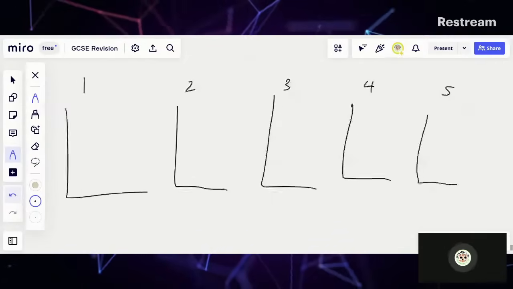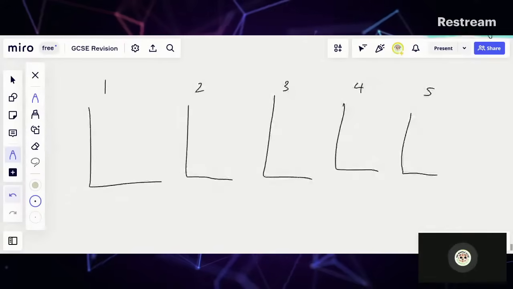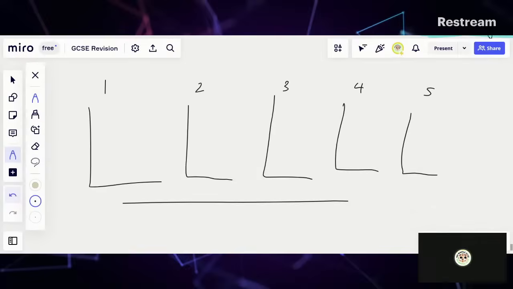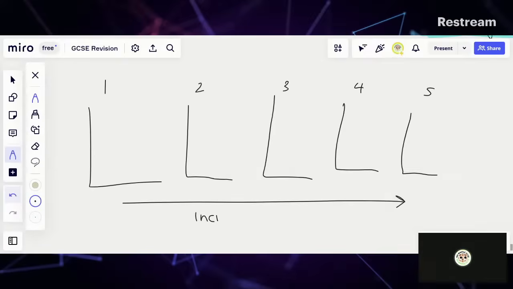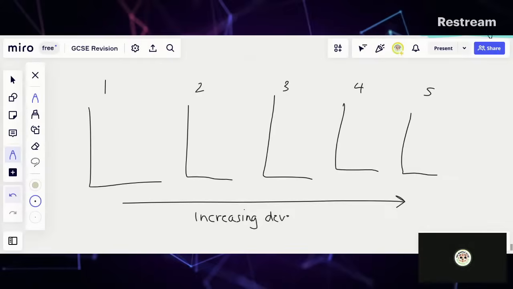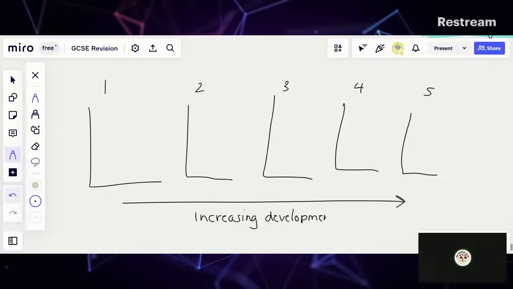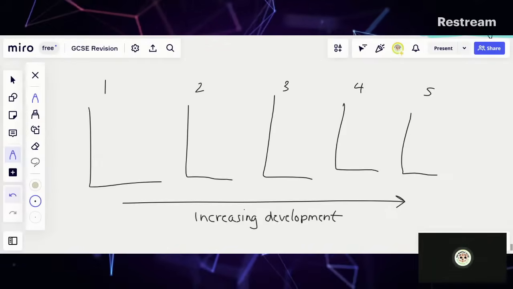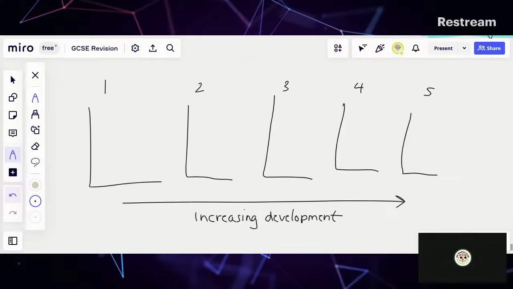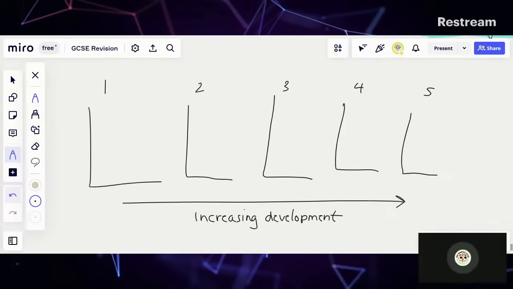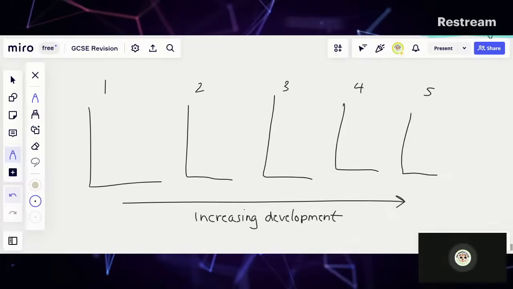Now, the more you progress to the 5th stage, the more developed a country you are. Now, these tend to be based on population pyramids as well. It might actually be more beneficial to just refer to one larger graph.